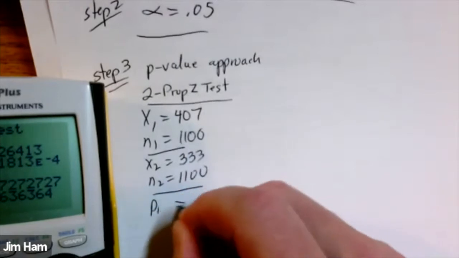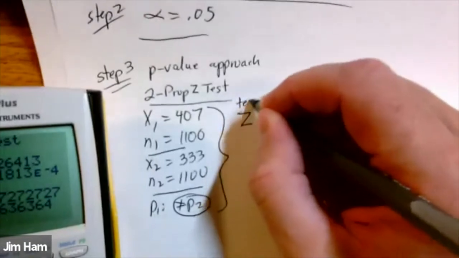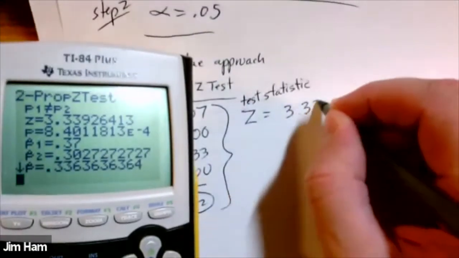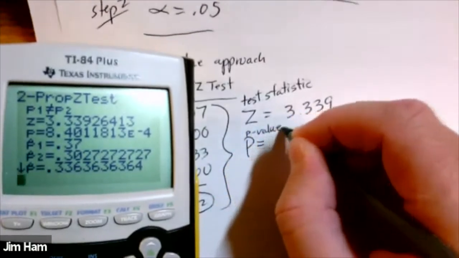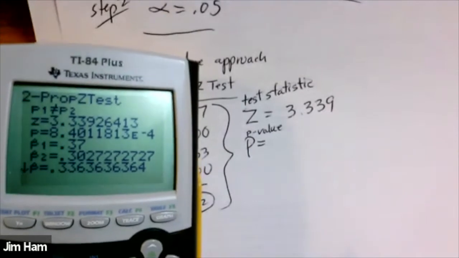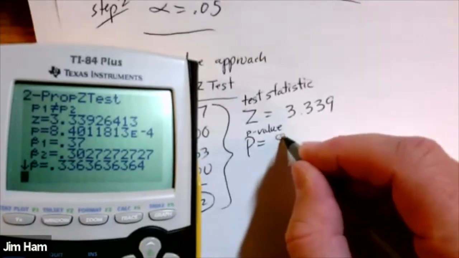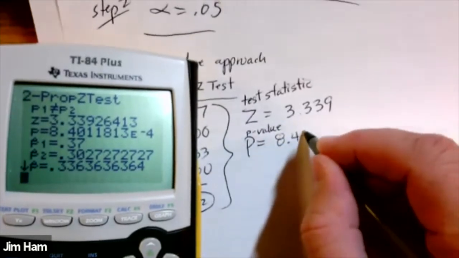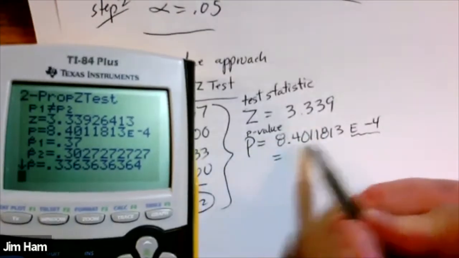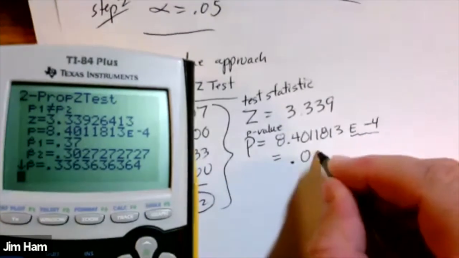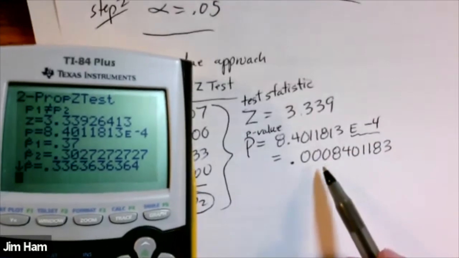And then p1 not equal to p2. This gives us Z, the test statistic, equal to 3.339, and P, which is the p-value, not to be confused with the other p's that you're going to see in this problem, is equal to 8.4 times 10 to the negative 4. I'm going to write it down just so you get in the habit of reading these numbers from right to left. So we're going to move this decimal point 4 places to the left: 1, 2, 3, 4.